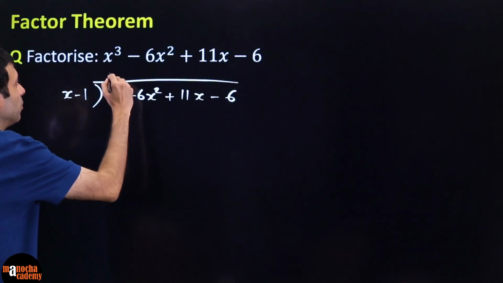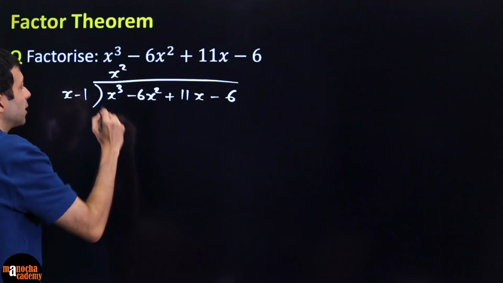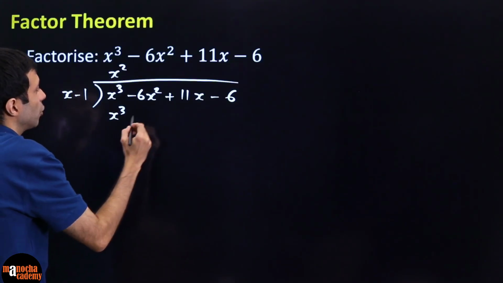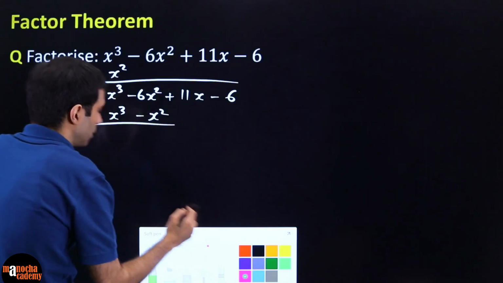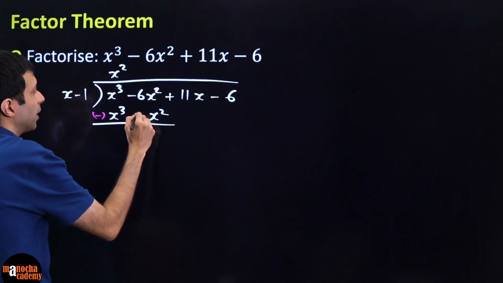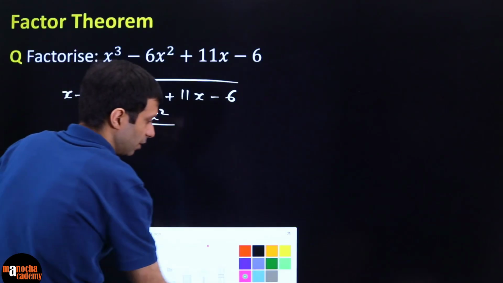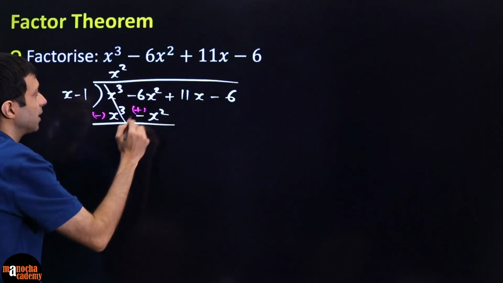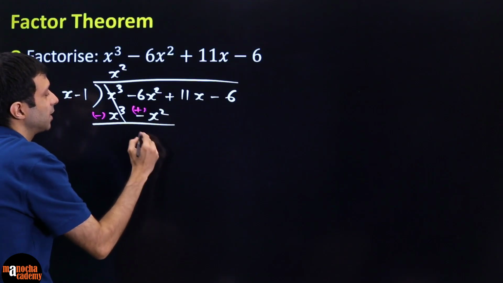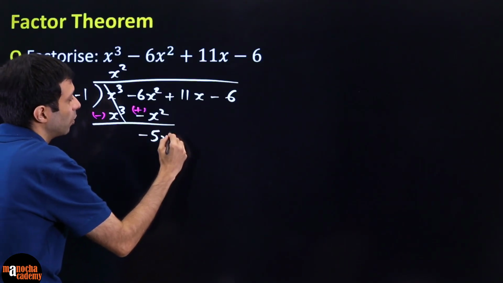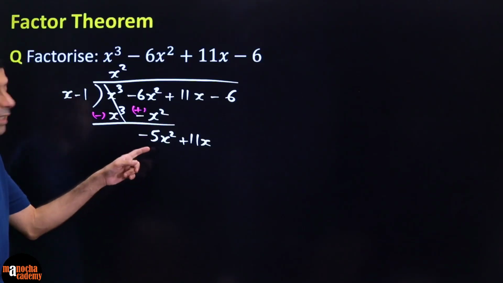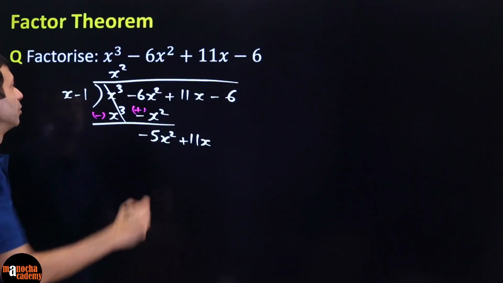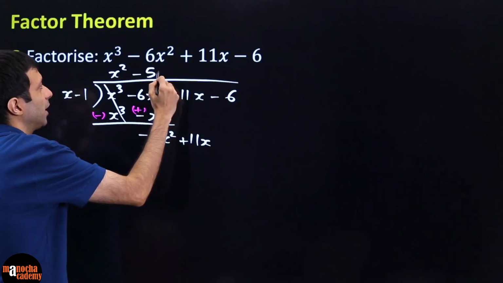So the first term, to get an x cube, I will multiply with an x square. So I am going to get x cube minus x square here. If you subtract these, you can see this becomes a minus, this becomes a plus on subtraction. And what do we get here? This will cancel out. Minus 6x square plus x square, so we are getting minus 5x square plus 11x. Now how do we get this? We want minus 5x square, so we can put a minus 5x over here.